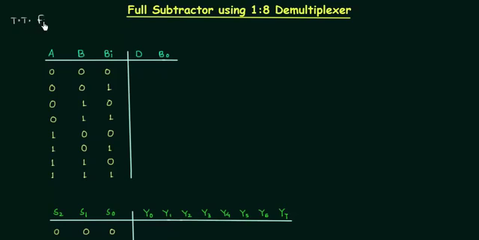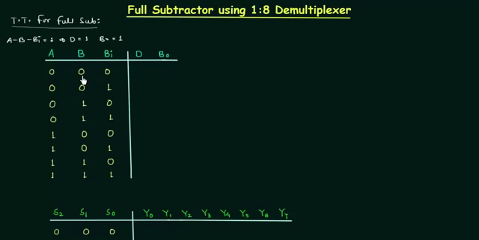Truth table for full subtractor, and we have to find out difference and borrow output. A, B are two numbers, and we want A minus B. Borrow input is there, so we have to find A minus B minus BI, and if this is equal to 1, this implies difference is equal to 1, and if borrow is involved in this subtraction, then B output is also equal to 1.